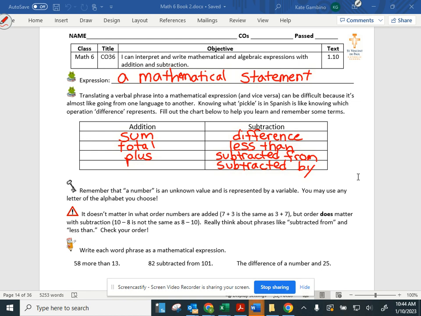So we need to remember that when we see the words a number in the expression, it means that it's an unknown value. So we're not sure what the number is. It's just a number. It's a value, and it's represented by a variable. A variable can be a letter. So a lot of times when you say a number, you'll put an N for the number. Sometimes you can see it as any letter though.